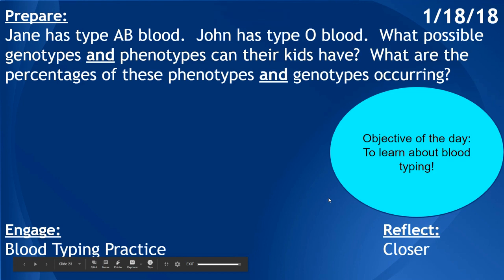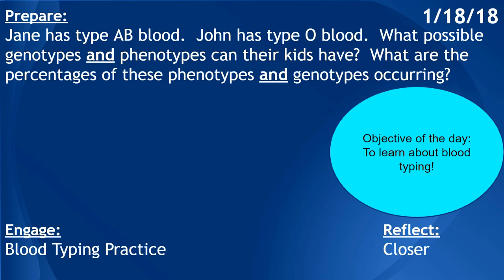All right. So it says Jane has type AB blood. John has type O blood. What possible genotypes, meaning the letters, and phenotypes, meaning how it looks, can their kids have? What are their percentages of these phenotypes and genotypes occurring?